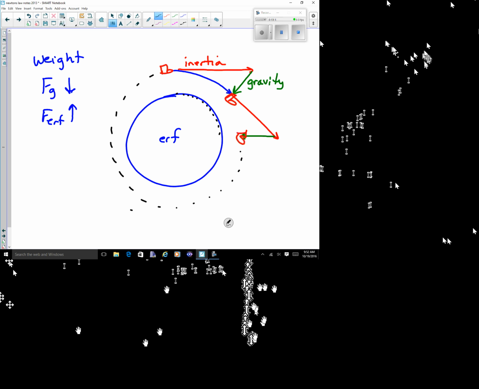Well, if you're falling around the Earth, then you have no support force. The Earth can't push back up on you. And that is why you are weightless. So it's not because there's no gravity. There's lots of gravity. It's because the Earth can't push back up on you. So you are weightless because there is no support force pushing back up on you.